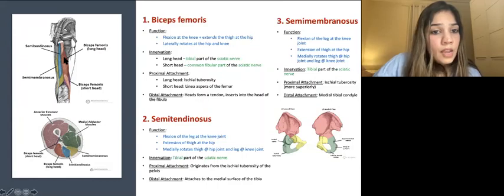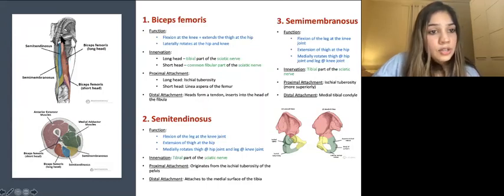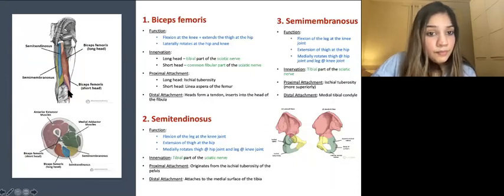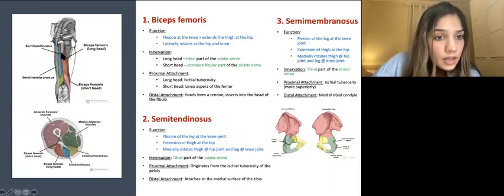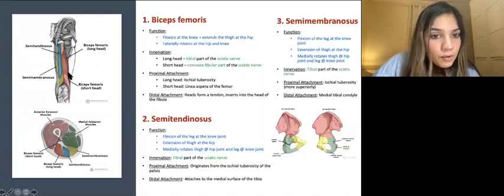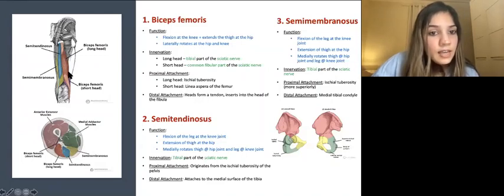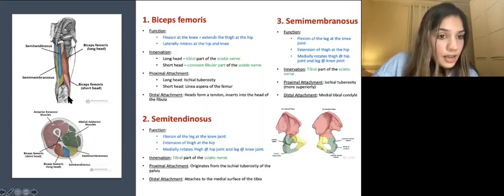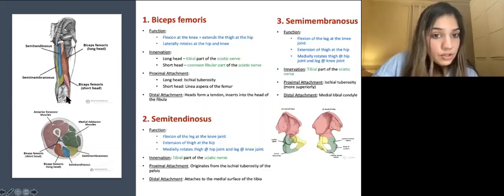And the long head is attached to the ischial tuberosity, and the short head is attached to the linea aspera of the femur. And distally, the heads form a tendon which inserts into the head of the fibula, just over here.